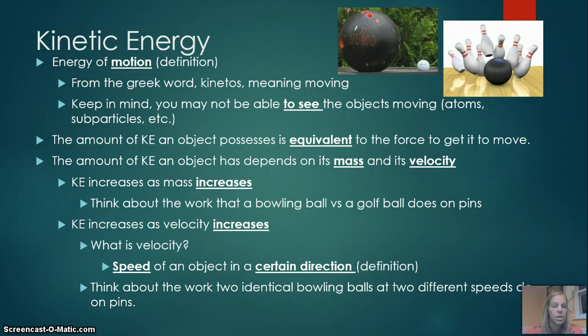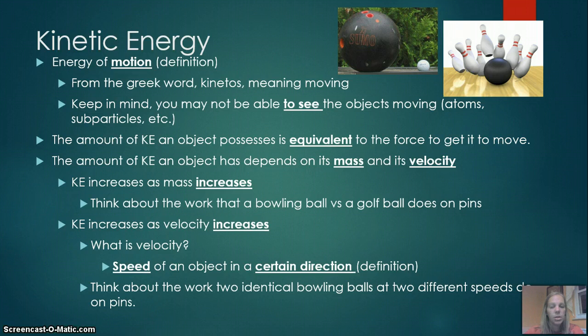Kinetic energy is the energy of motion. You should have learned that last year. So you should have a good basis of what it is, and now we're going to be applying it to transformations. Kinetic energy comes from the Greek word kinetos. It means moving. Now keep in mind, when we're talking about an object moving, some of those objects you can't see with the human eye. It might be subparticles, might be atoms, but they're all really tiny.